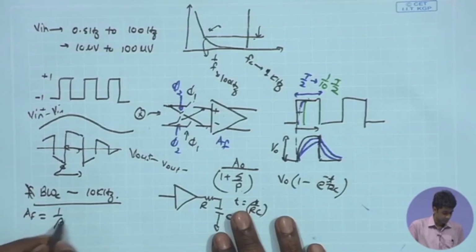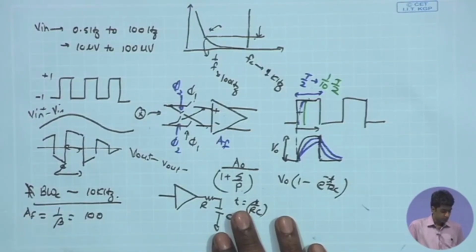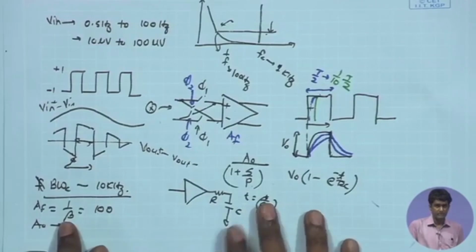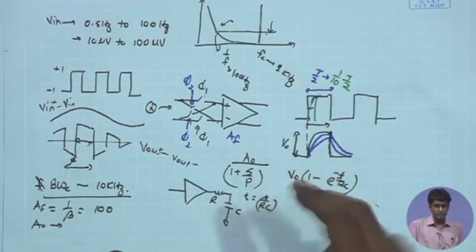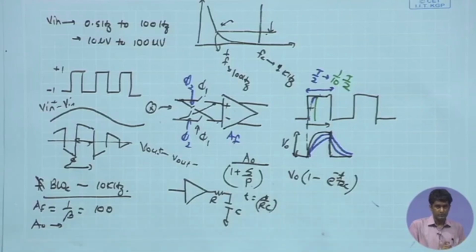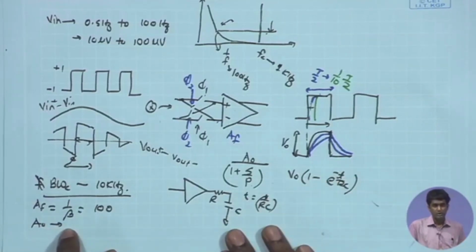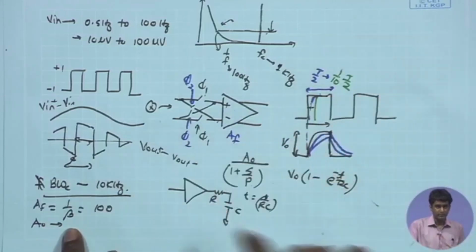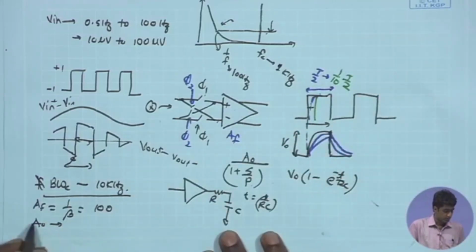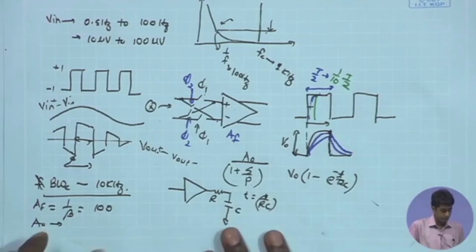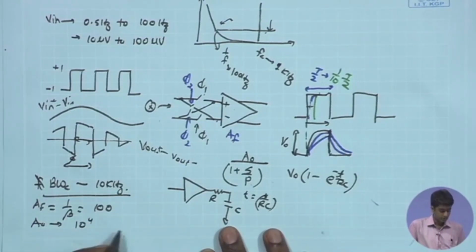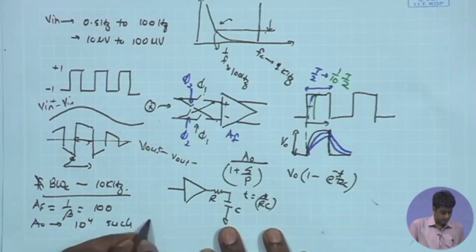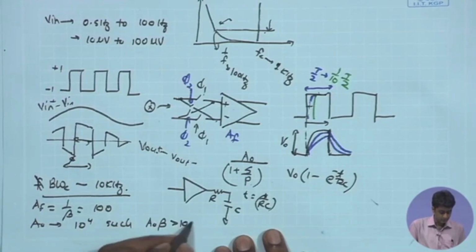and therefore we have the A_F which is going to be approximately 1 upon beta equal to 100, and also we have the A naught. And remember, how did A naught come into picture? A naught is determined by the precision required. So the 1 plus A naught beta term, if you want to ignore that 1 with respect to A naught beta, the overall A naught beta should be at least 100 times higher than 1 if you are going for 1% precision. And therefore here, if I am taking beta equal to 1 upon 100, I would like to have A naught 10 to the power of 4. So this would give me A naught around 10 to the power of 4, such that A naught times beta is greater than or equal to 100.